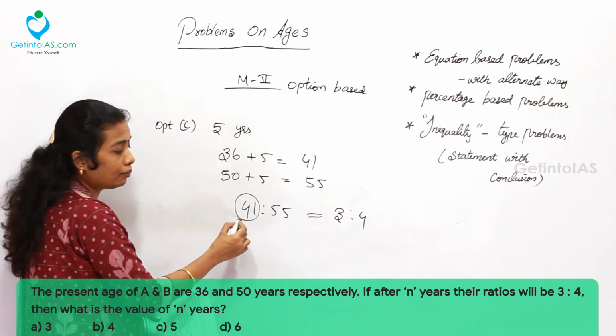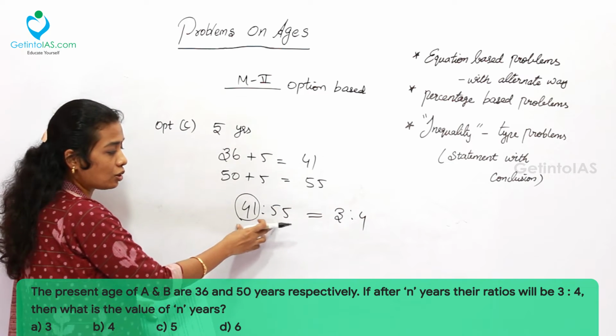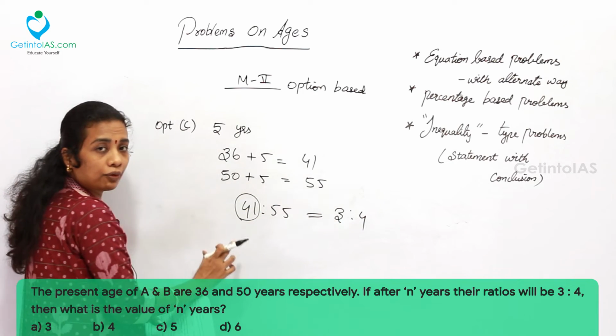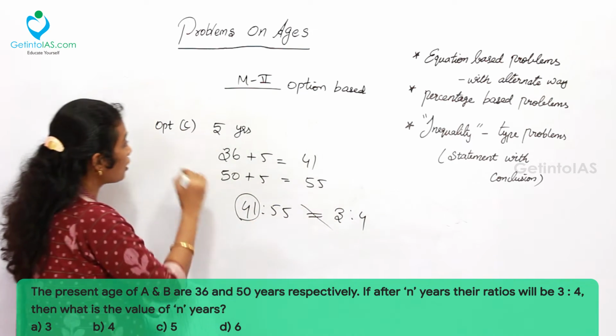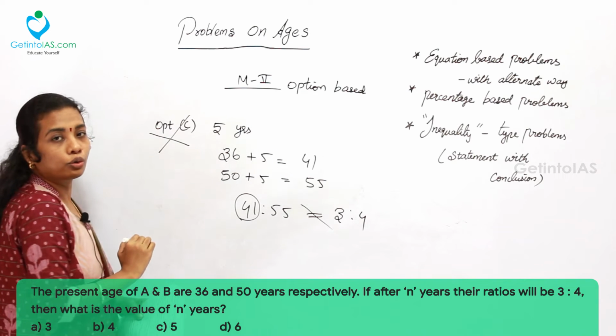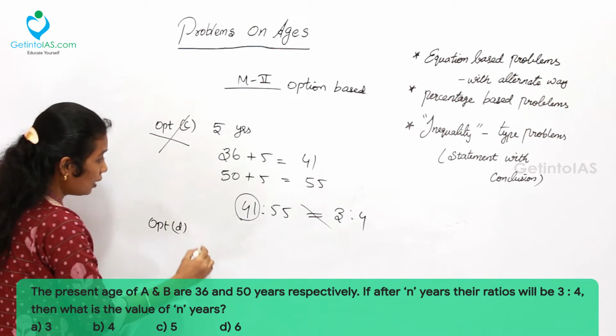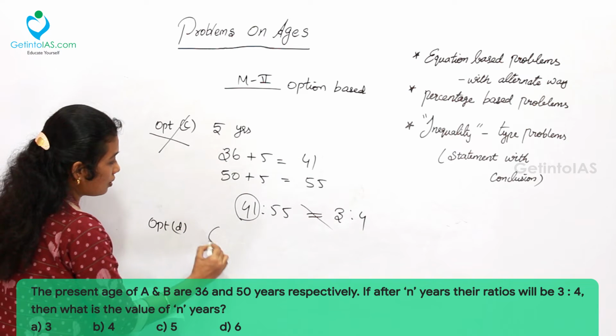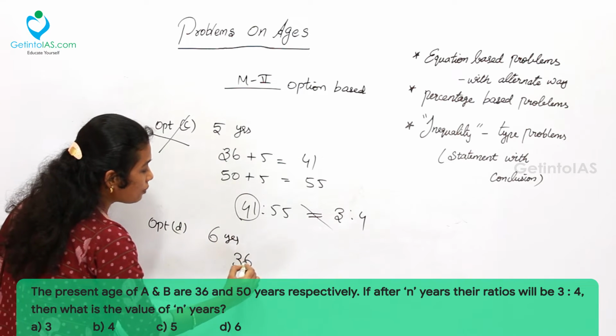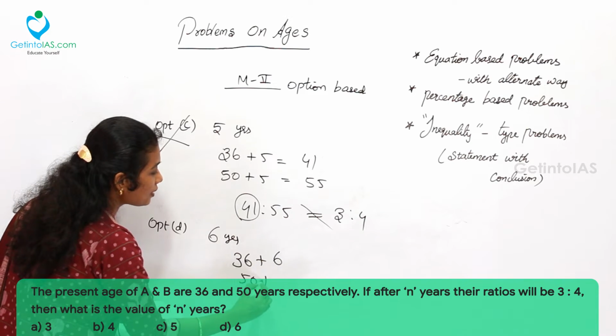41 being a prime number, you will get a decimal value and it is not 3/4 of that. So option C is also ruled out. Moving on to the next option, D. What is the value given here? 6 years. So 36 plus 6 and 50 plus 6.